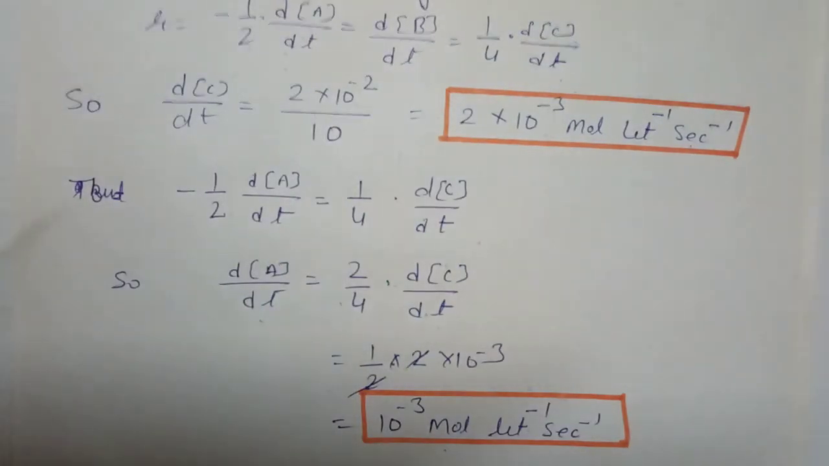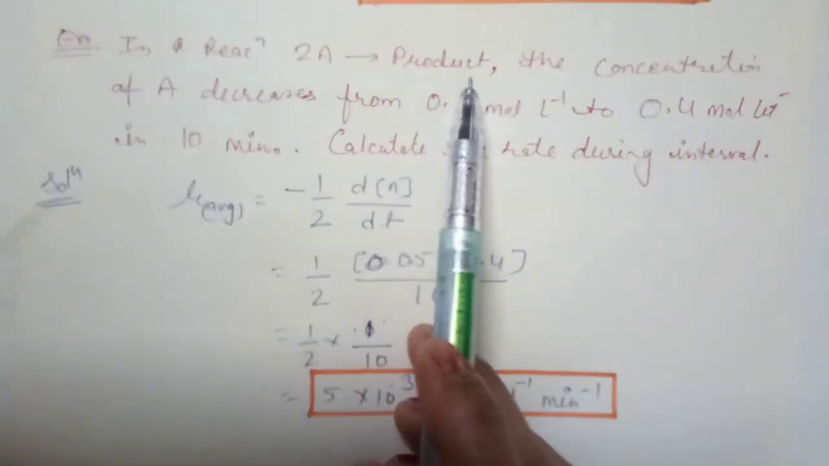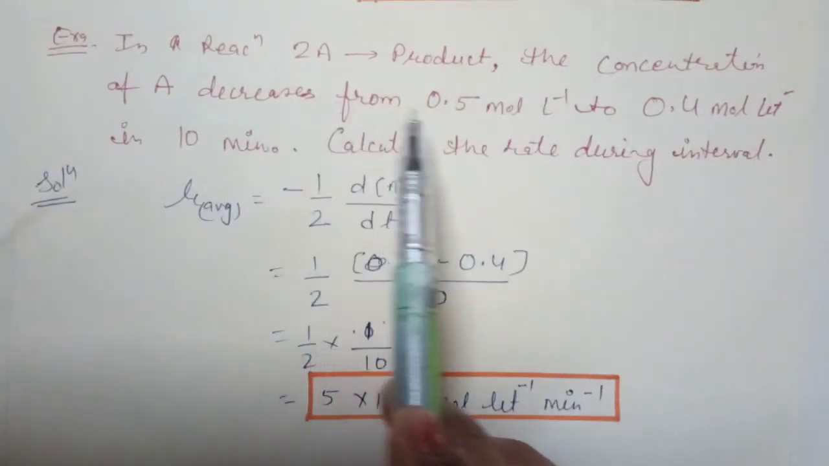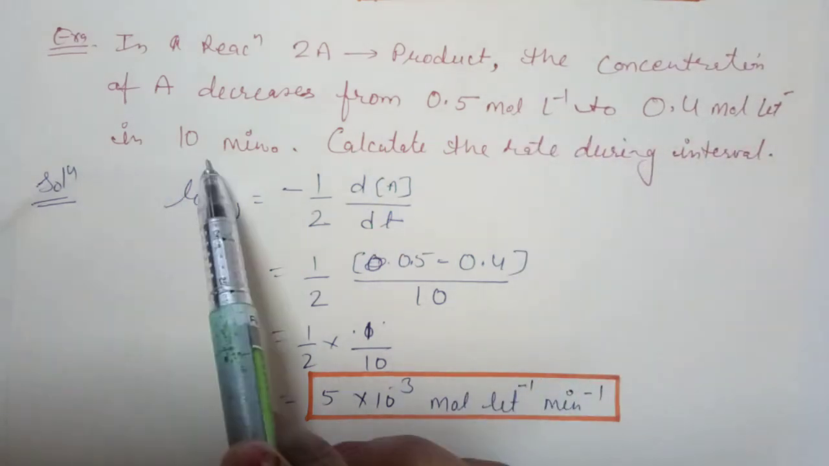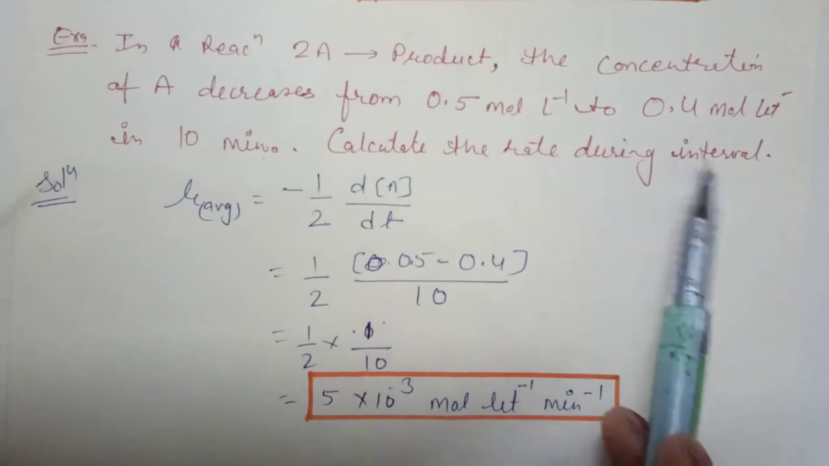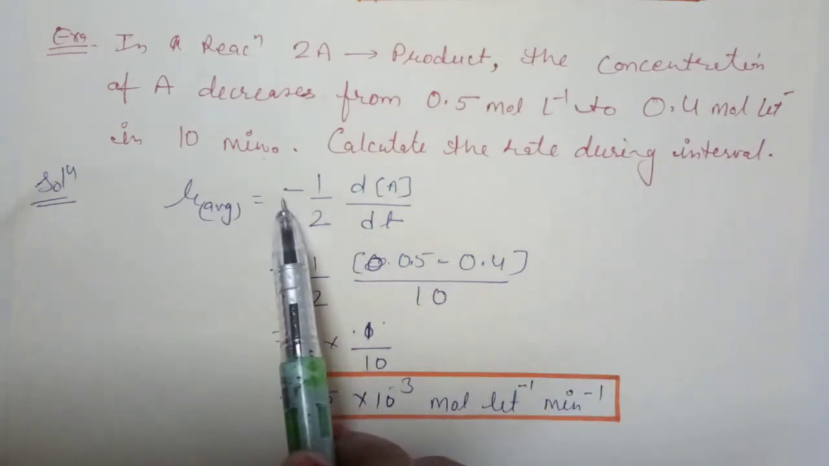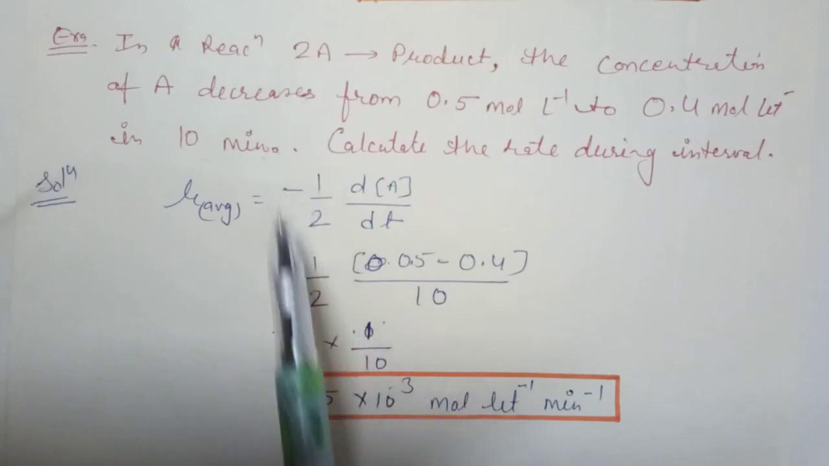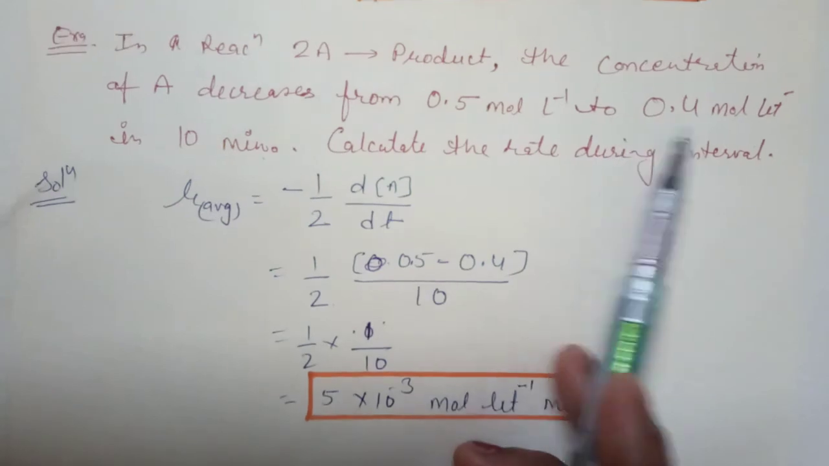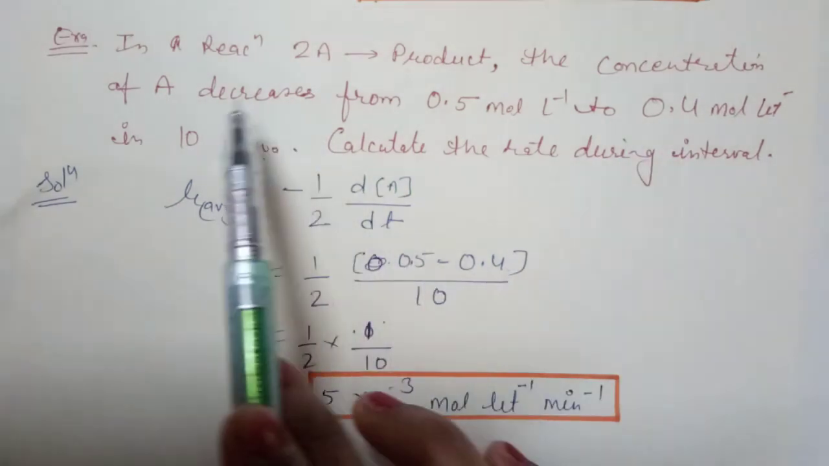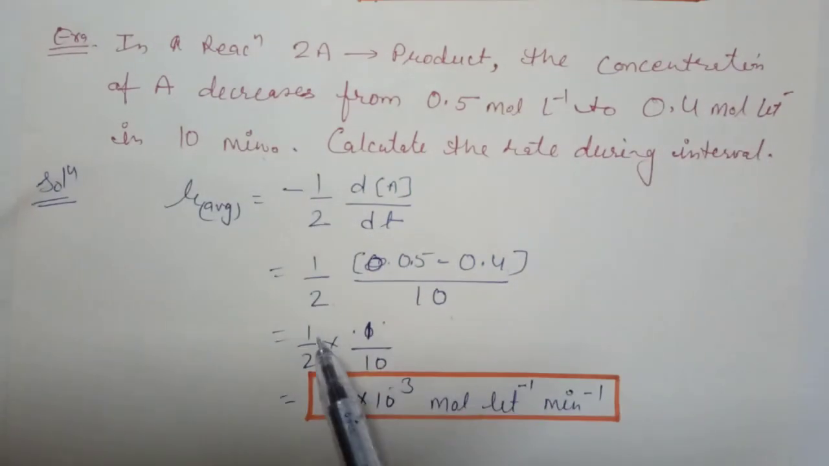Clear? Next example. In a reaction 2A is equal to product, the concentration of A decreases from 0.5 moles per liter to 0.4 moles per liter in 10 minutes. Calculate the rate during this interval. R average is equal to minus 1 upon 2, since the stoichiometric coefficient is 2, dA/dt. The change in concentration is 0.5 minus 0.4, which is 0.1, upon the time interval of 10 minutes. Then 1 upon 2 into 0.1 upon 10. The answer will be 5 into 10 to the power minus 3 moles per liter per minute.